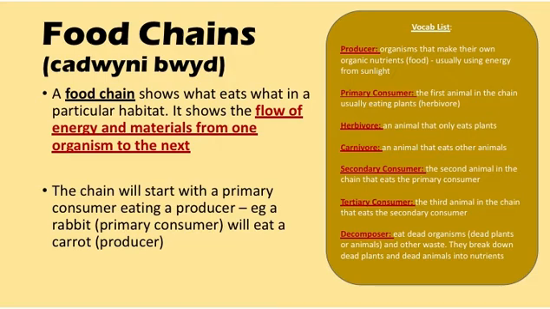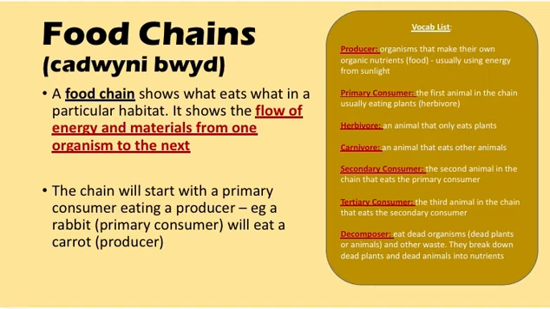And a decomposer eats dead organisms, so that would be dead plants or animals, and other waste. They break down dead plants and animals into nutrients. Okay, so that's our vocab list for today. Now let's look at food chains. So a food chain shows what eats what in a particular habitat.